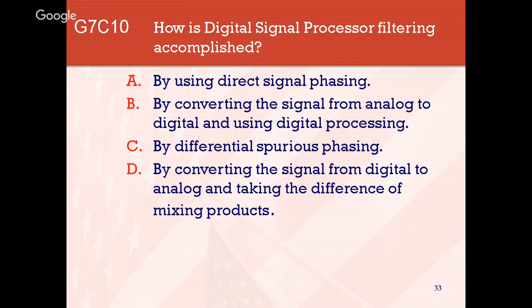How is DSP filtering accomplished? I don't recall talking anything about phasing or spurious phasing or anything, D possibly, but your correct answer here is that the processing is accomplished by converting the signal from analog to digital and then using DSP and then converting it back to analog. So B is your correct answer here.